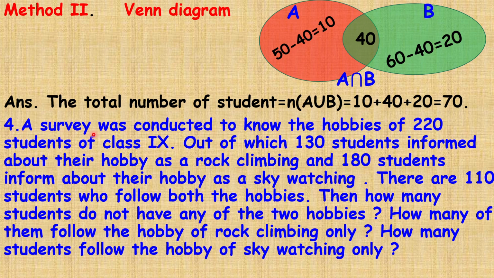Example 4. A survey was conducted to know the hobbies of 220 students of class 9, out of which 130 students said their hobby is rock climbing and 180 students said their hobby is sky watching. There are 110 students who follow both hobbies. Then how many students do not have either of the two hobbies? How many of them follow the hobby of rock climbing only? And how many students follow the hobby of sky watching only?